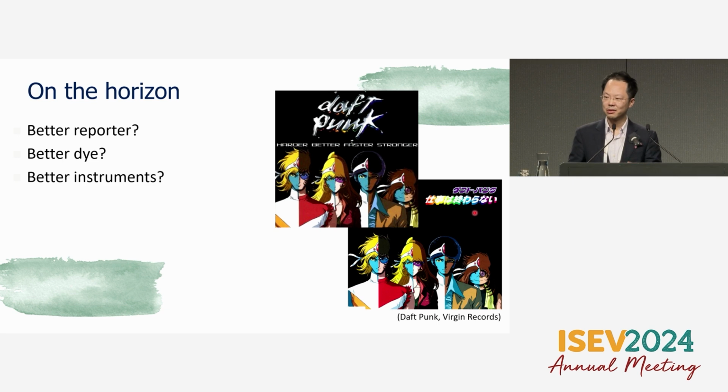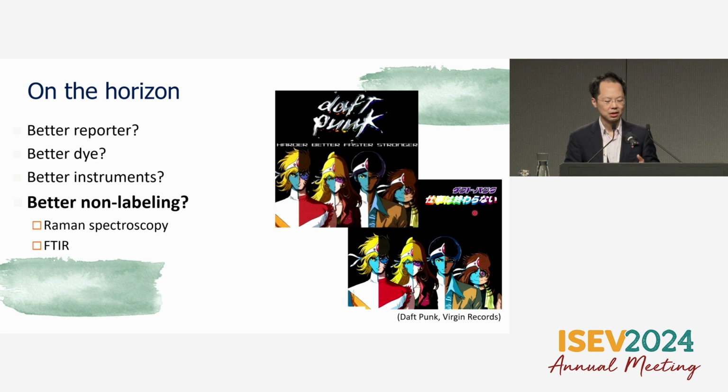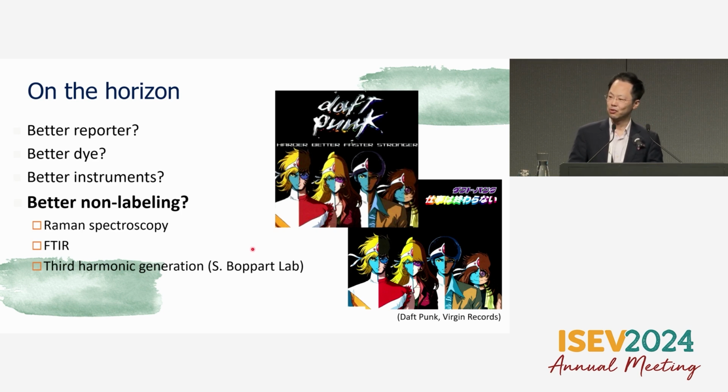Better instruments? Oh, there are so many things that we can go into. You have light sheet microscopy, expansion microscopy, CLEM, C-L-E-M. There's also CLAM, like C-L-A-M. Coated array light, I forgot. Anyway, there are a lot of new microscopy techniques coming out, but see which one fits better for your work. And also something that I didn't mention as much: are there non-labeling methods? There are a lot actually, like Raman spectroscopy, FTIR, third harmonic generation. I think this is especially from Stephen Boppart's lab from Urbana-Champaign. They're doing a lot of fantastic work.